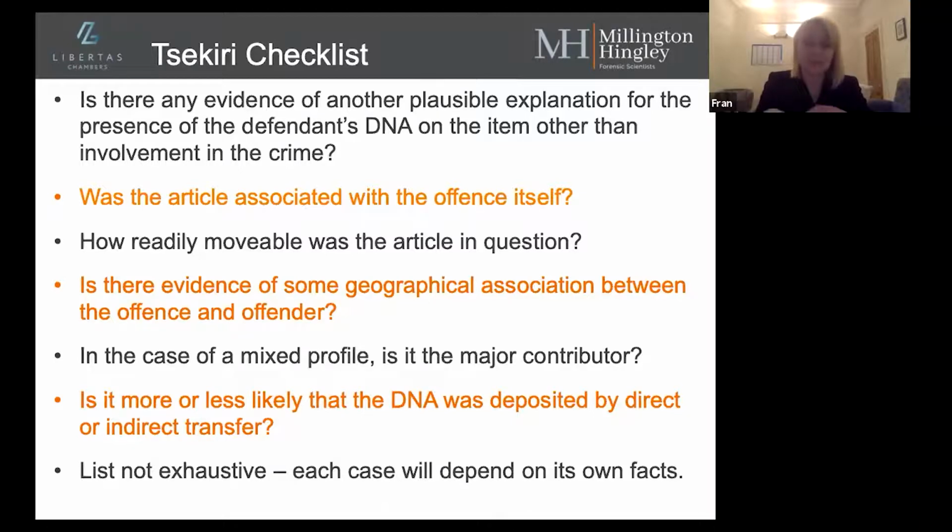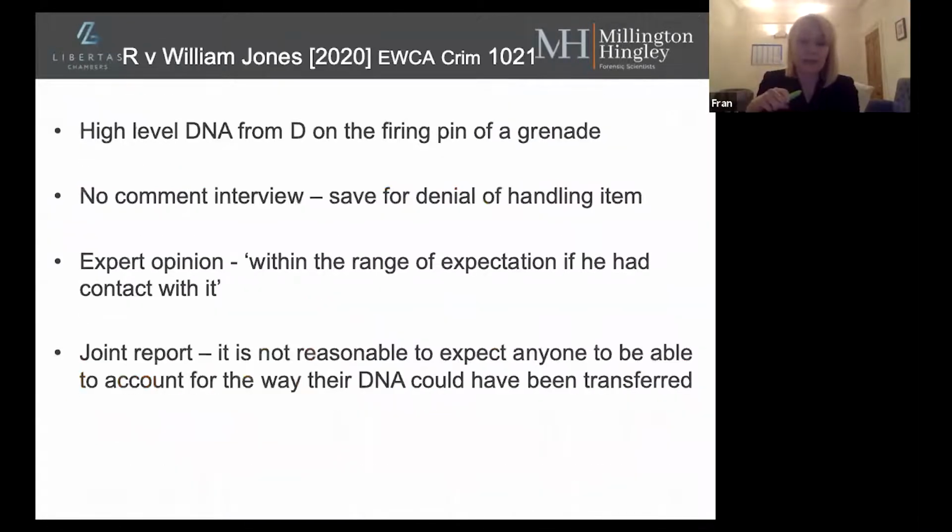So one of the things we wanted to really look at was this issue about movable objects, because it's so important and it seems to turn up in so many cases. There's been an important authority quite recently, only out about 3 or 4 months, the case of William Jones, which Sarah Day, our lovely host tonight, and I were involved in at first instance. Not for Mr. Jones, unfortunately, but in this case, again, there was a high level of DNA, and that was matched to the defendant, William Jones.